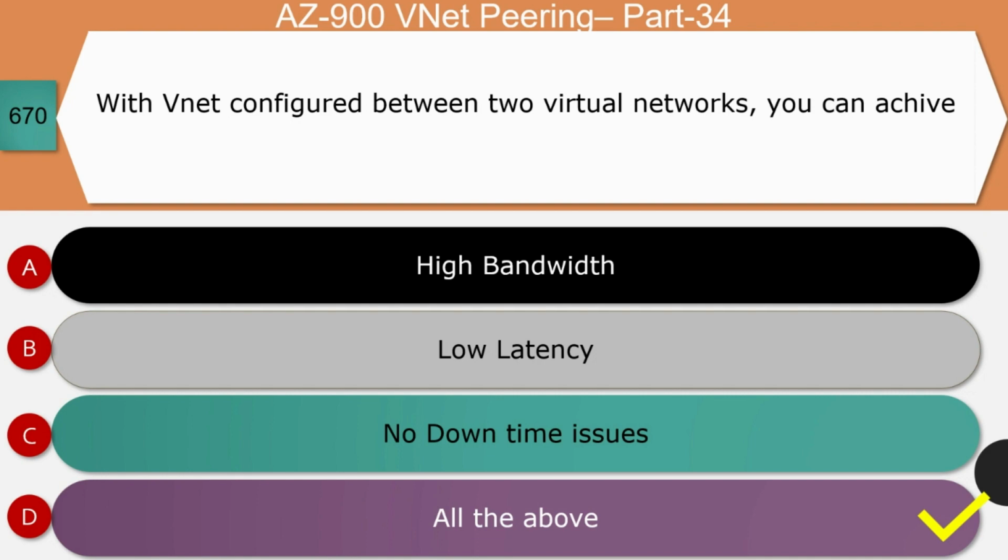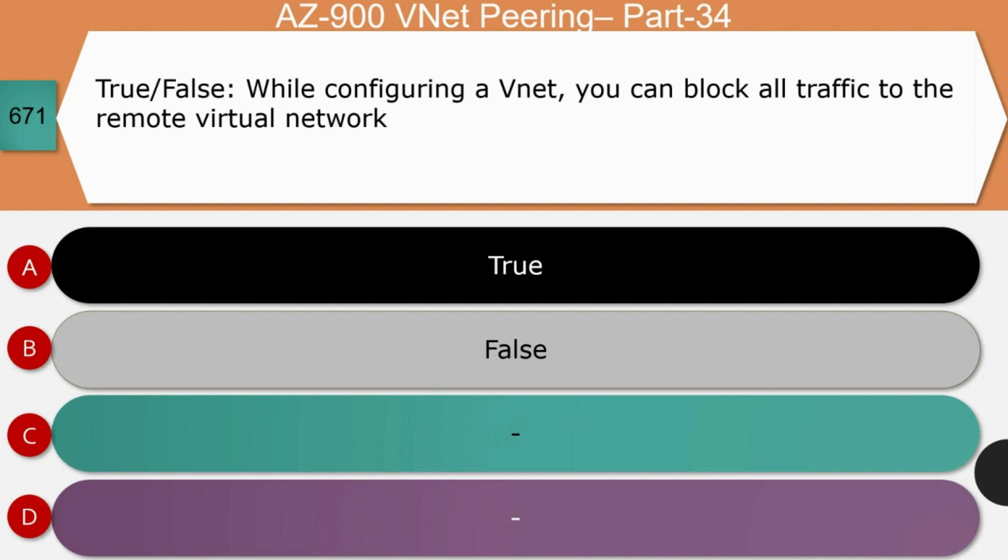The right answer for this question is all the above. VNet configures the connection with high bandwidth and low latency in the VNet region, and so users will not feel any downtime issues with respect to the resources within the virtual network. And so all the above is the right answer.